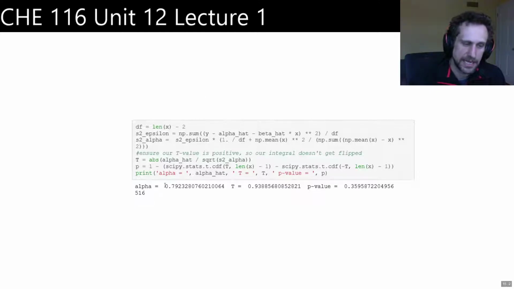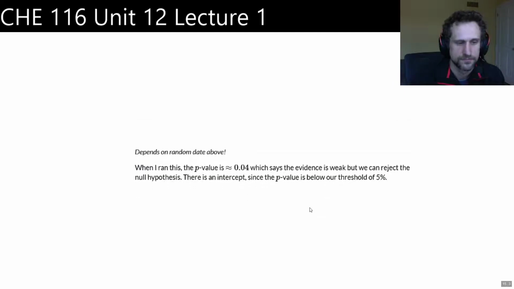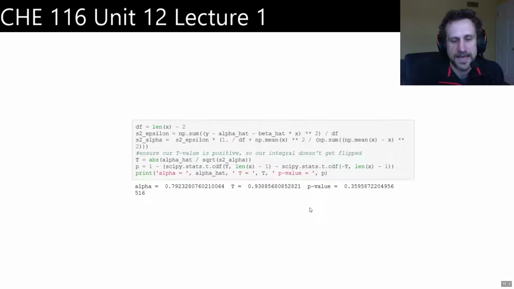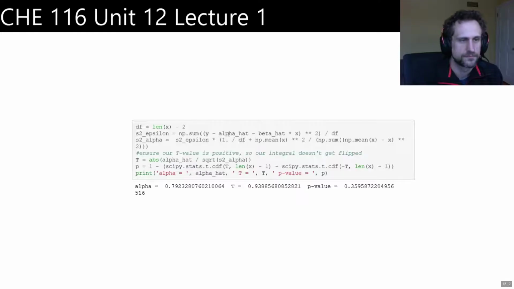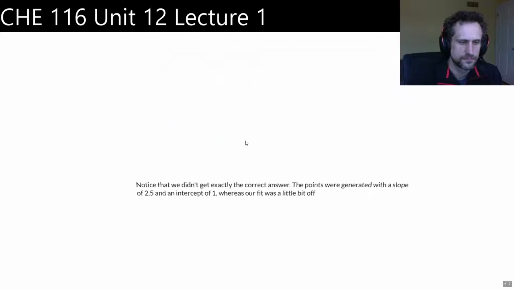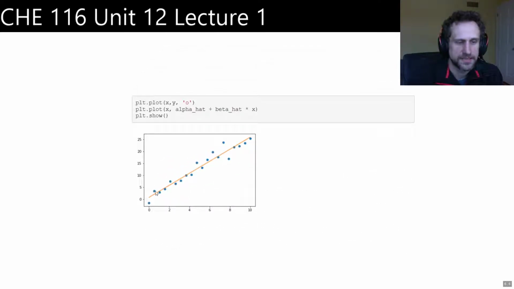So in our example, we had an alpha of 0.79, and that gives us a t-value of 0.94, and then a p-value of 0.36. That p-value means that there is not sufficient evidence to reject the null hypothesis. That is, our intercept is indistinguishable from 0. So if I go back to my picture and look at it, what that says is that there is not sufficient evidence to say that this line does not intercept at 0, 0.